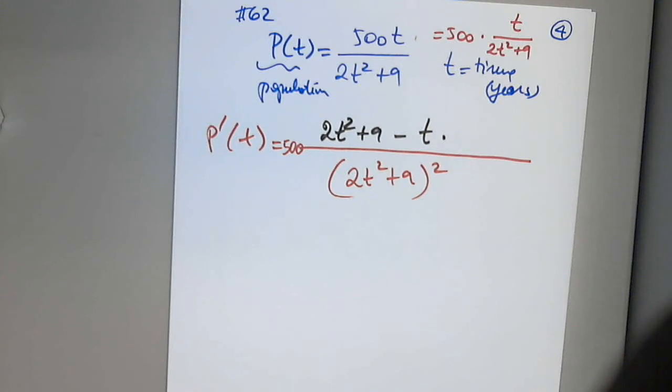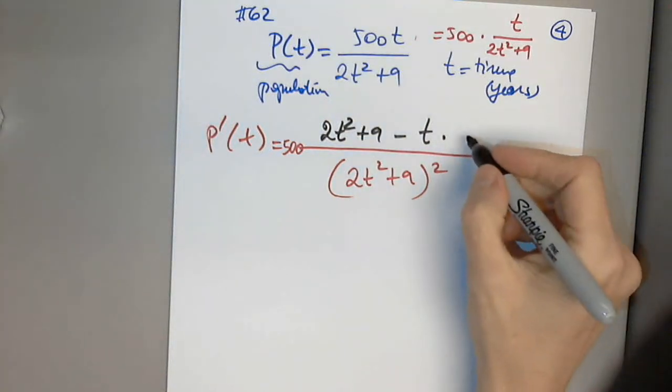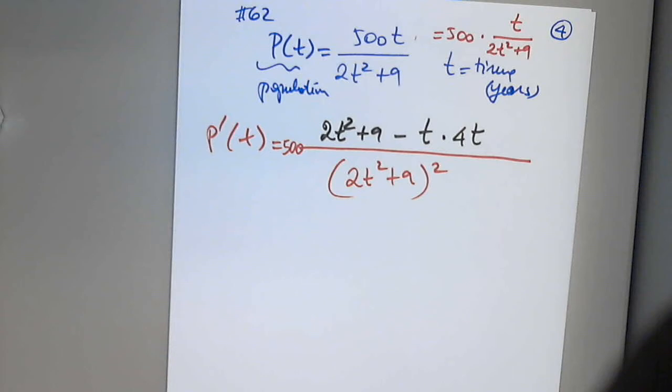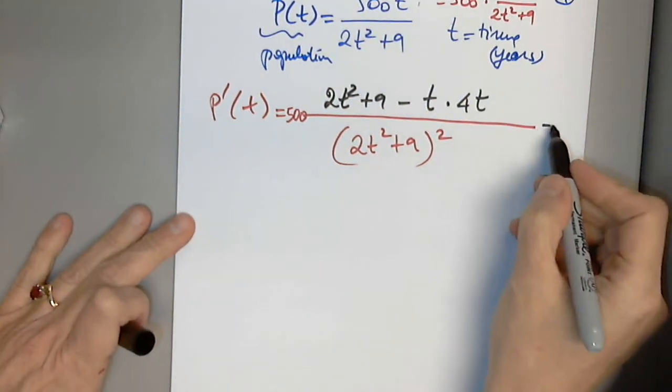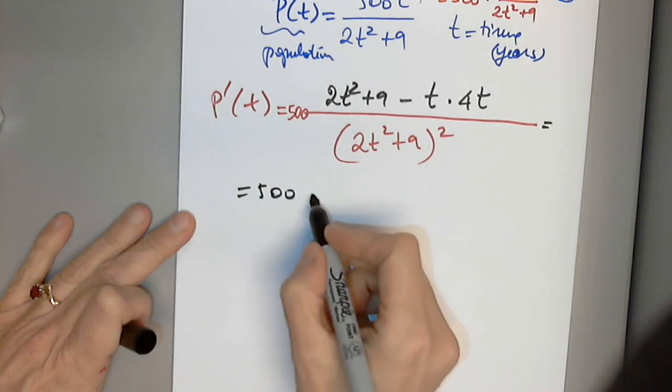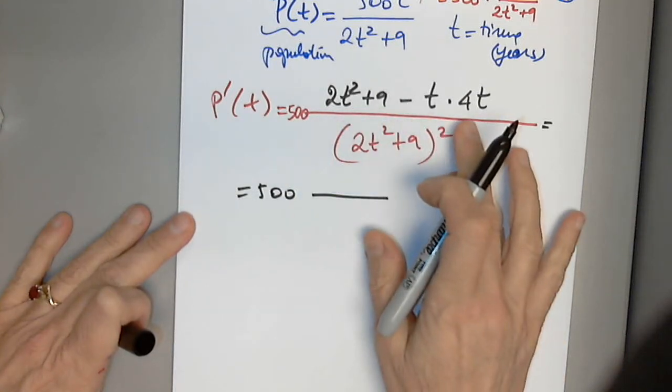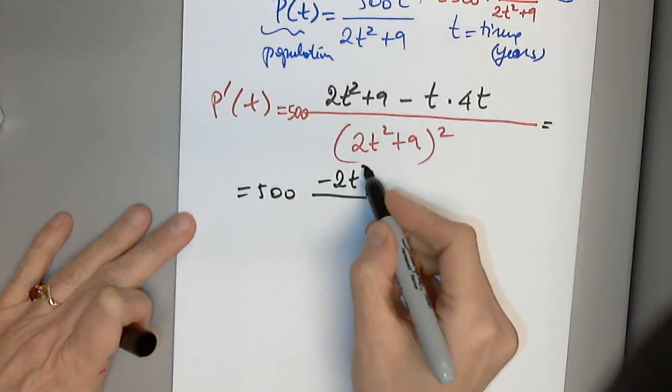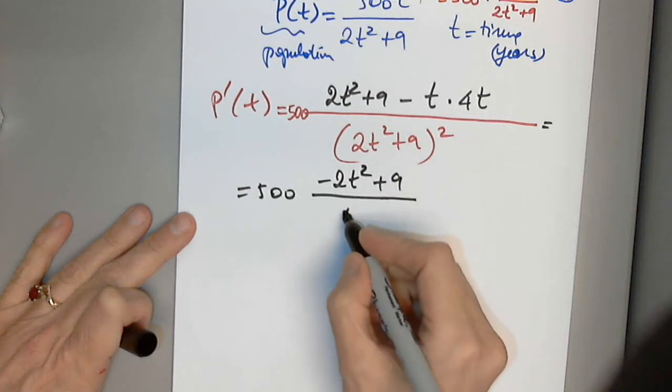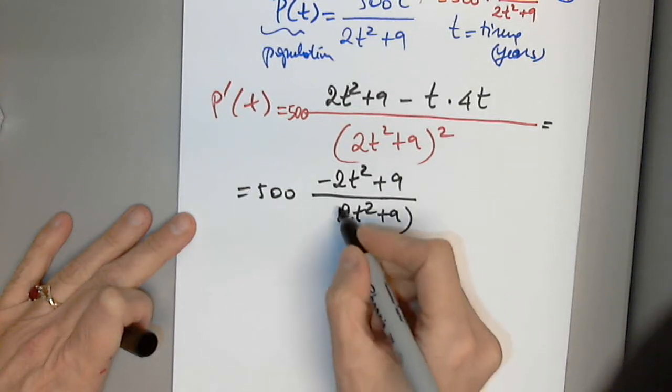I need to differentiate the denominator. I bring down 2 multiplied by 2. What is the derivative of 9? 0. Very good. So then times 4t. We have to continue and simplify. 500 can wait. 2t squared minus 4t squared is negative 2t squared plus 9, over 2t squared plus 9, squared.